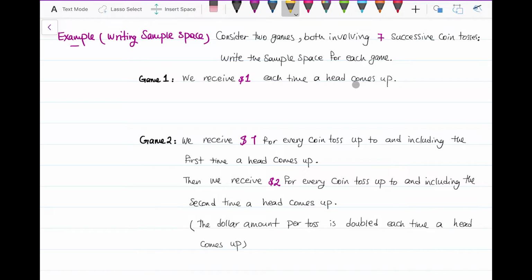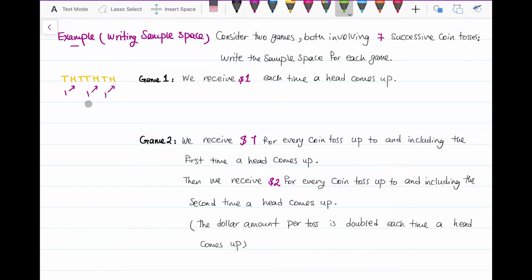So we have 7 successive coin tosses. As an example, we get something like this: tail, head, tail, tail, head, tail, head. Okay? So we get $1 for this head, $1 for this one, and $1 for this one. So together I get $3 because I get 3 heads in this coin toss.